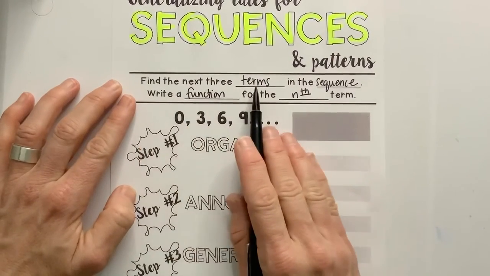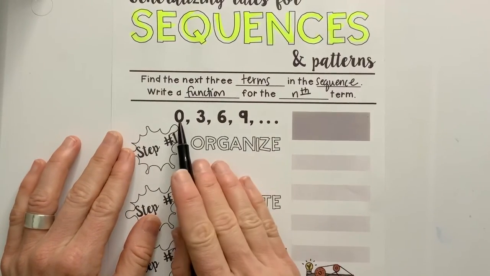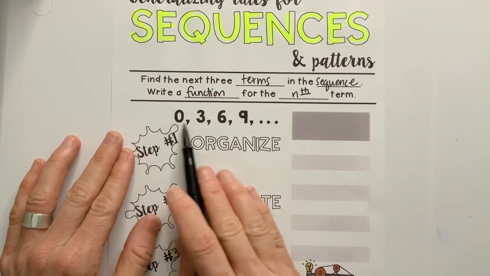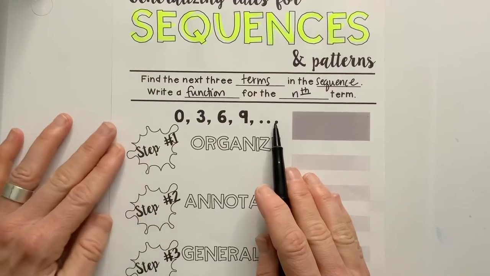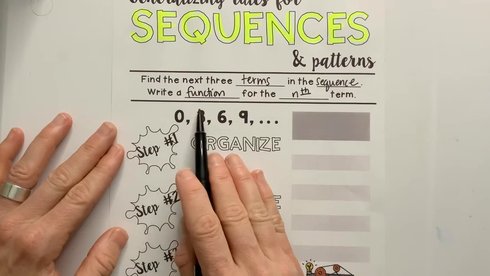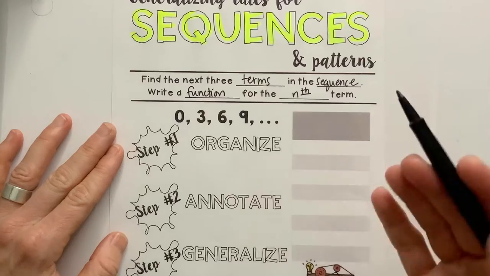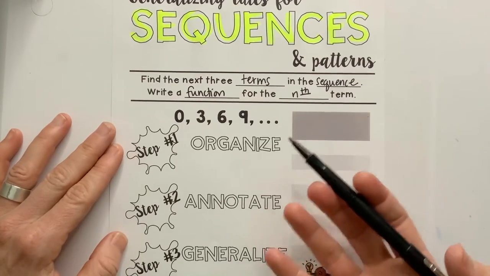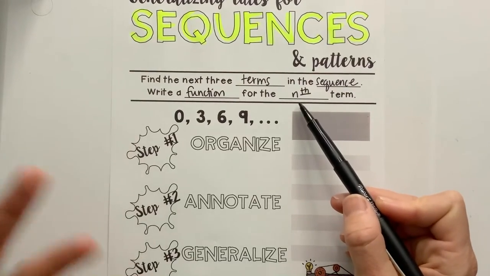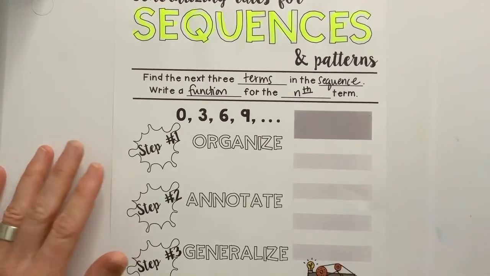So find the next three terms. A term in a sequence just means the individual parts of the set. So this would be a term, that's a term, that's a term, that's a term, and so forth. The sequence is then that set of numbers that is in the sequence. And then the function is the rule that you're using to go from one term to the next. And if you want to find the function for the nth term, you're basically finding the rule that can be applied to any number or any term that you would put forth. So instead of saying the next term in the sequence, you'd be like, for any term. And we'll show you how to do that here.